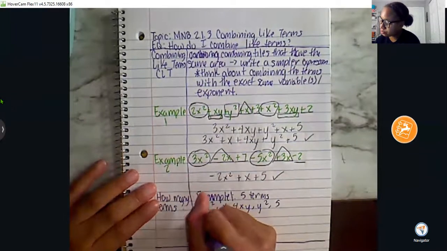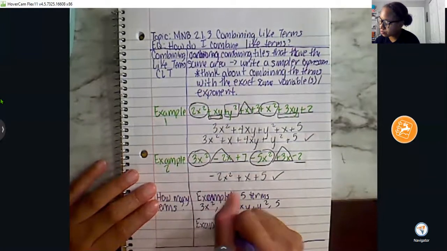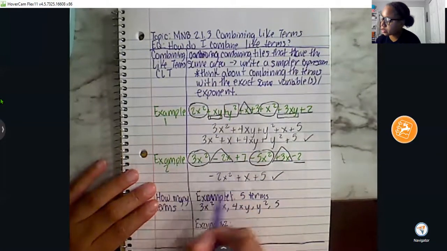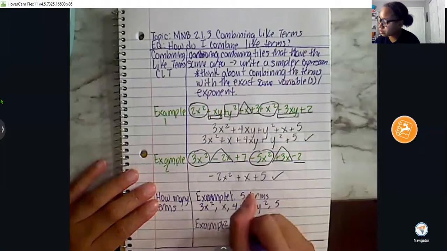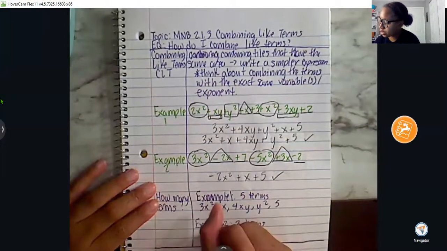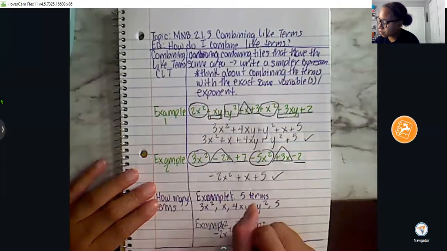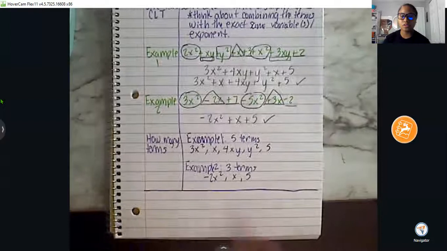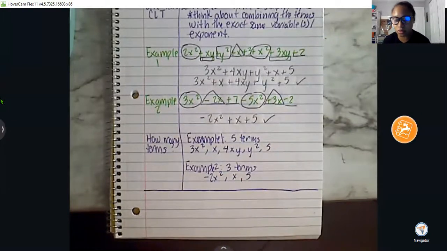Example 2 had 3 terms, and they were negative 2x squared, x, and then 5. So these are the 3 terms. They're separated by either plus or minus, addition or subtraction.